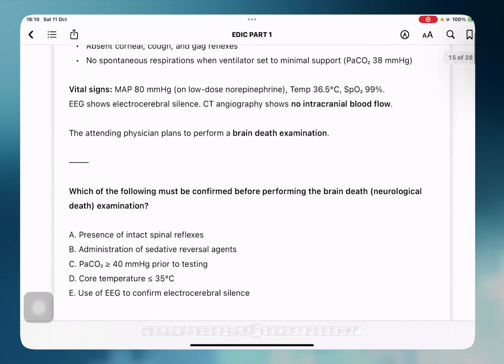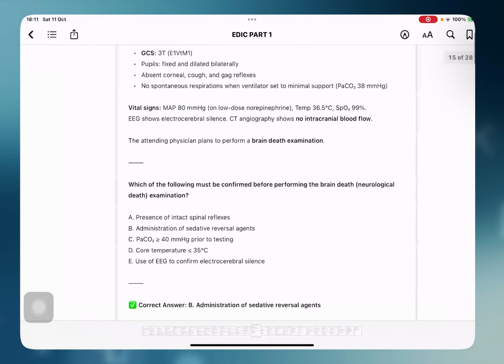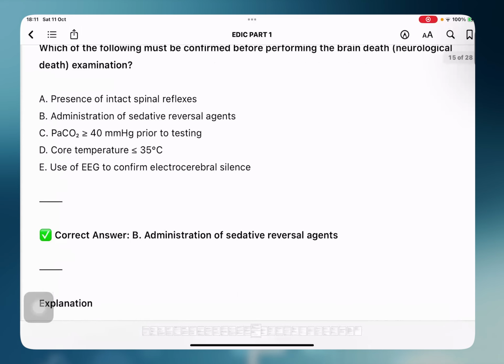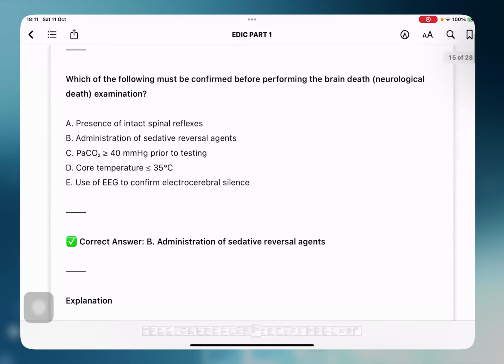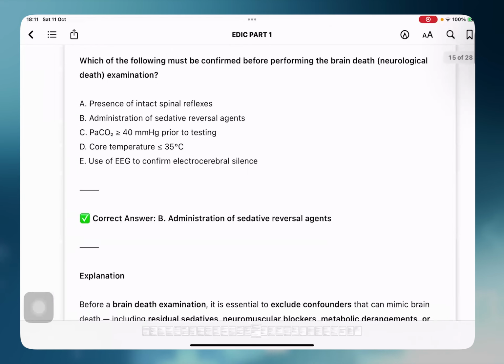Something is very clear: you cannot initiate the brain death assessment if the patient is on sedative drugs. Very clear, the patient cannot be on any sedation. So presence of intact spinal reflexes has to be confirmed. Administration of sedative reversal agents has to be confirmed. It is very important. The patient cannot be on sedative agents. The rest, everything you can give it a miss. But if the patient is on sedatives, you have to confirm that it is not going.